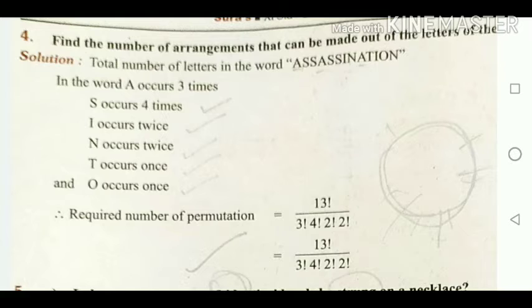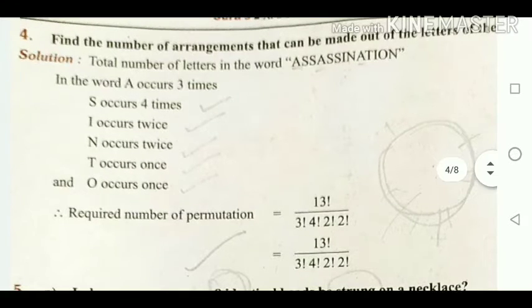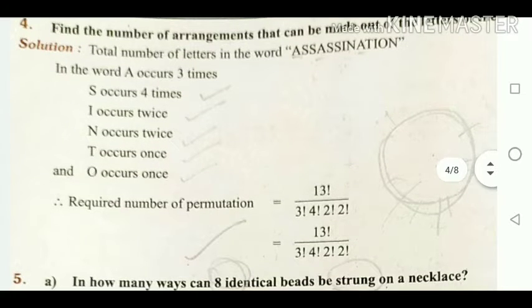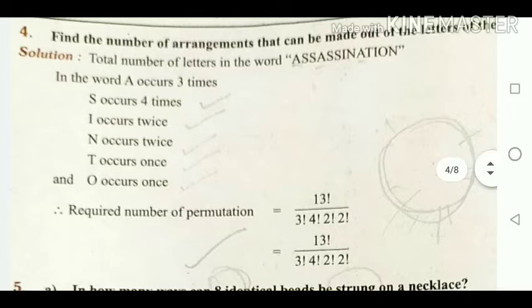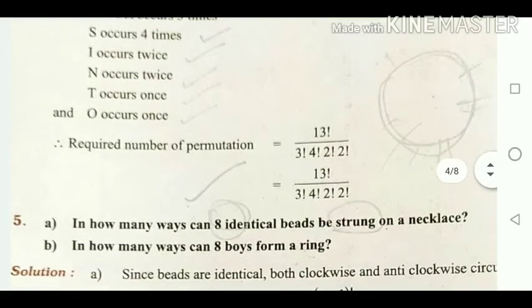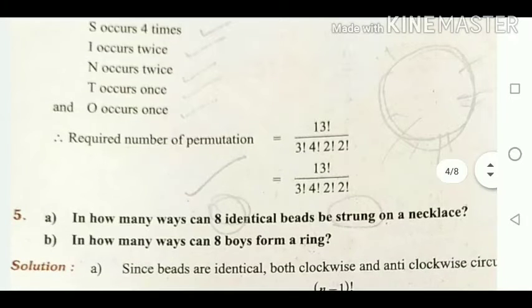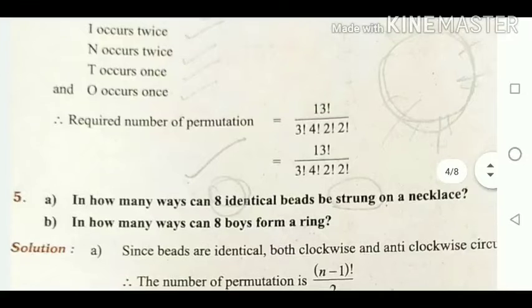Therefore, the required number of permutations equals, with the total number of letters being 13. The number of letters in assassination is 13. In that, A is 3 times, therefore A repeated 3 times means 3 factorial. S repeated 4 times means 4 factorial. I occurs twice means divided by 2 factorial. And N occurs twice means divided by 2 factorial. T occurs once means 1 factorial. No need to write 1 because if you divide any number by 1, you get the same number. Therefore, the required number of permutations equals 13 factorial, the total, divided by 3 factorial, 4 factorial, 2 factorial and 2 factorial.